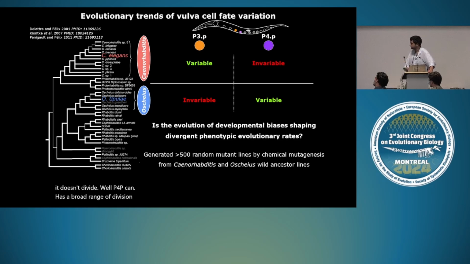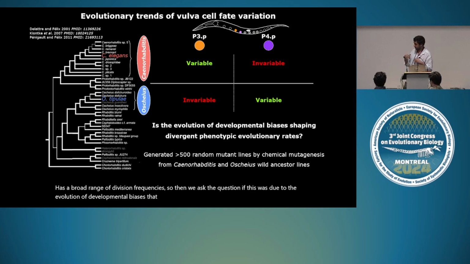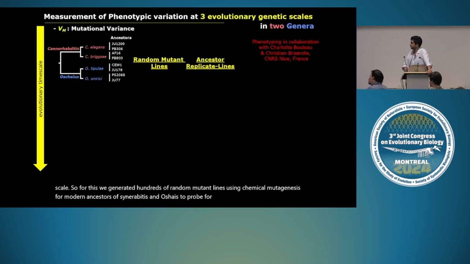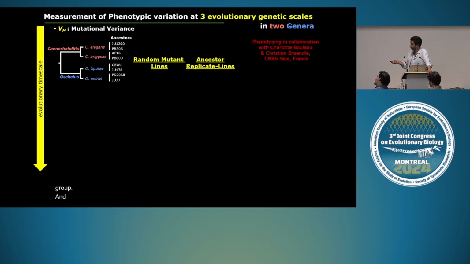So we asked the question of whether this was due to the evolution of developmental biases that can change patterns across scales. For this, we generated hundreds of random mutant lines using chemical mutagenesis from wild ancestors of Caenorhabditis and Oscheius to probe for this. What we did was to measure phenotypic variation at 3 different evolutionary scales in the 2 genera. First, at a mutational scale, we started with 4 different species, 2 of each group, and within each one, 2 different ancestors, just to control for genotype-specific effects.